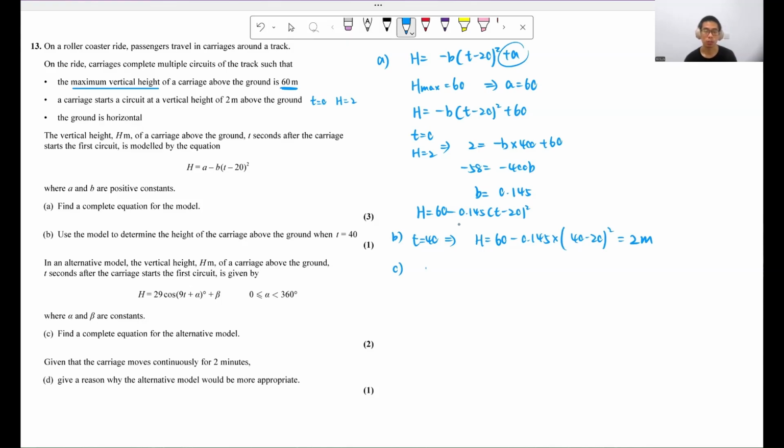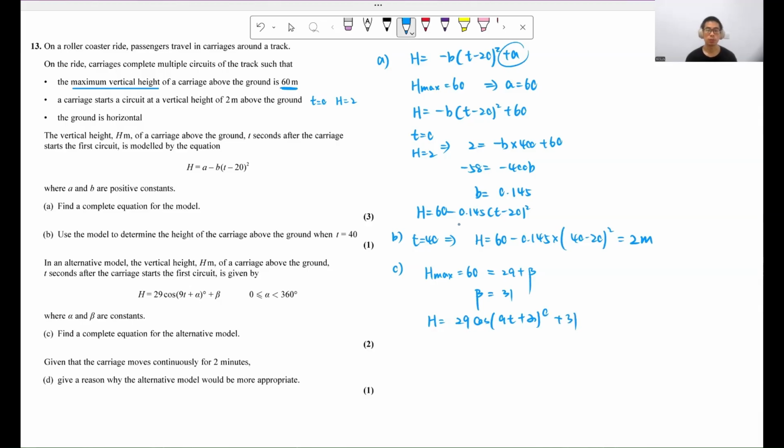So h maximum is equal to 60. From this model, we know the maximum h value has to be 29 plus beta, because cos is between 1 and negative 1, so 29 cos has to be between 29 and negative 29. So the maximum has to be 29 plus beta. That means beta is equal to 60 minus 29, which means beta equals 31. So now we know h is equal to 29 cos(90t plus alpha) degrees plus 31.